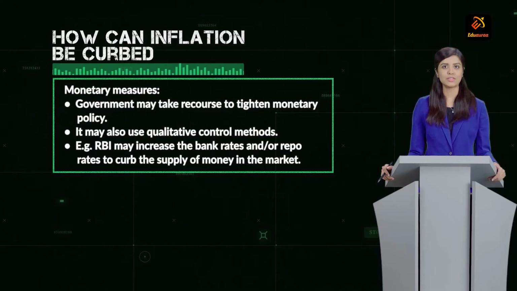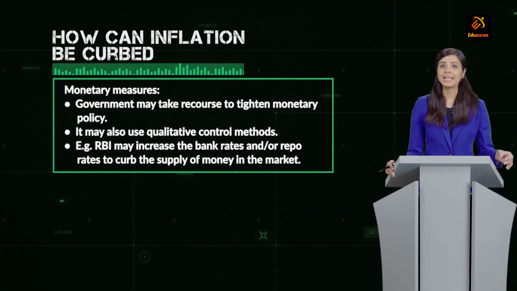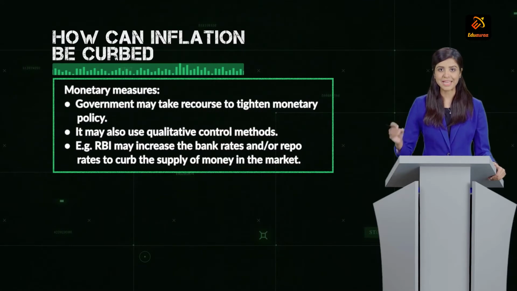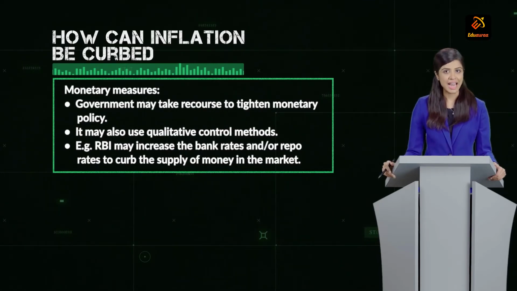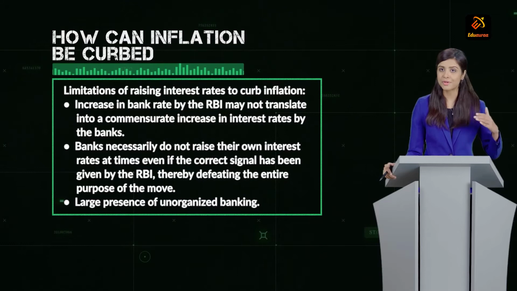The Reserve Bank may also resort to other operations, such as the open market operation, to mop out the liquidity from the market. And how will it do so? By selling the government securities and the government bonds. But monetary measures can only be helpful if the inflation is due to demand pull factors and not structural in nature. Now let's discuss some of the limitations of raising interest rates to curb inflation.